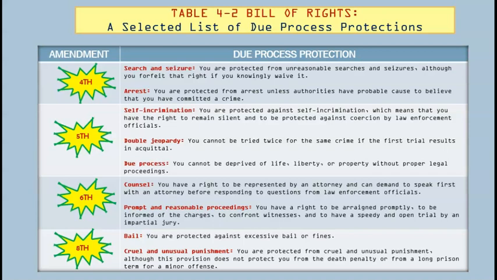And then due process. You can't be deprived of life, liberty, or property without legal proceedings. So if someone were to take something from you, they would have to probably appear before the court, some court, depending on the situation, and depending on who had taken the property. And they would have to give their reasoning in doing so. Number 6, you have the right to counsel. You can have the right to be represented by an attorney and can demand to speak first with an attorney before responding to questions from law enforcement officials.